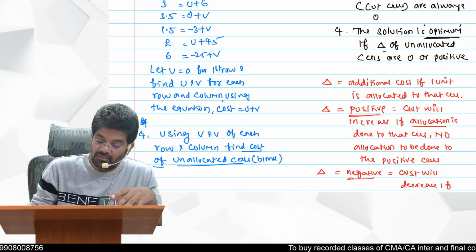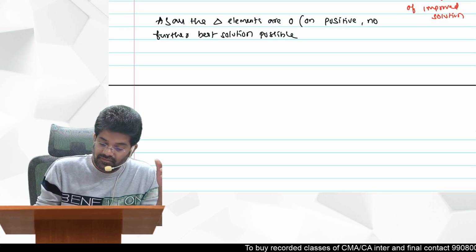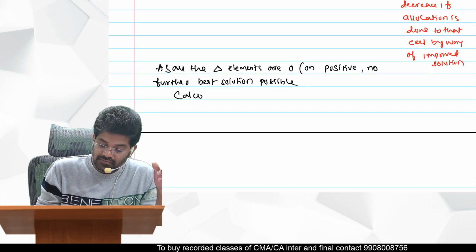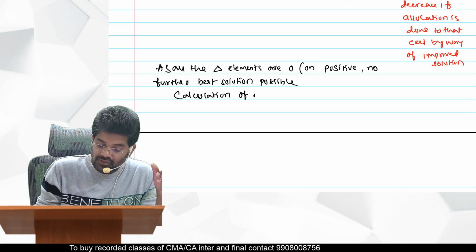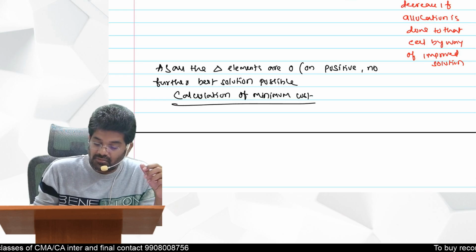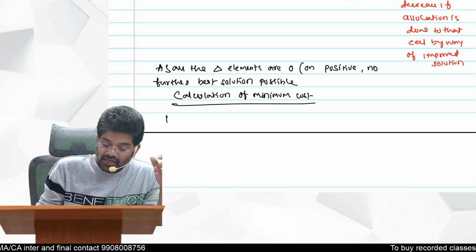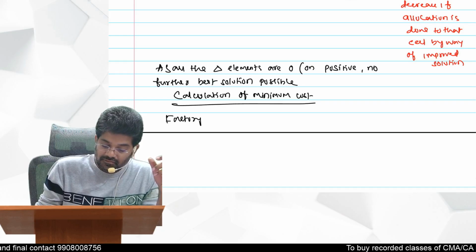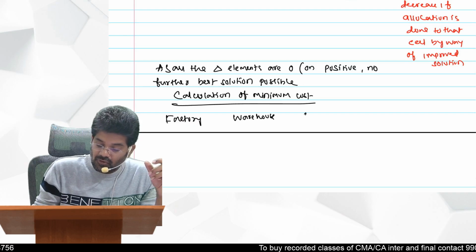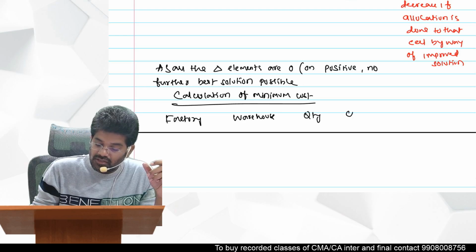Okay, so what is the optimum solution now, what is the minimum cost you will incur, is the calculation of minimum cost. So this is only our main requirement, no, minimum cost. What is the overall minimum cost you will incur is the optimum solution only. This is factory, then warehouse, quantity, what is the cost, transportation cost per unit, and then total cost.